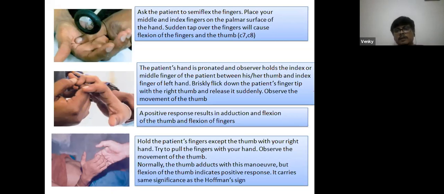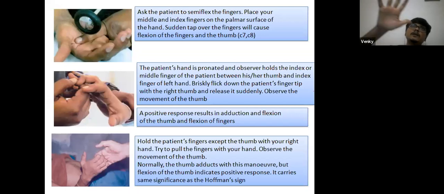A positive Hoffman sign: a positive response results in adduction and flexion of the thumb and flexion of the fingers. You see the Wartenberg sign. Normally the thumb gets adducted, but flexion of the thumb indicates the positive response. That is, it gets both flexion.